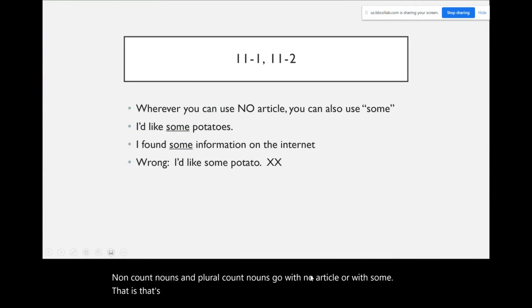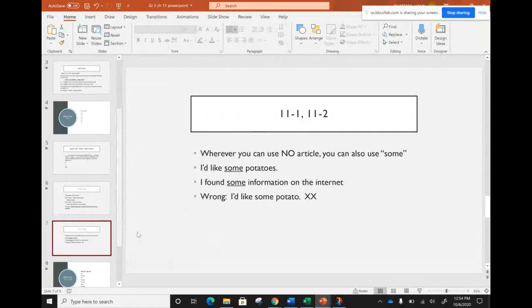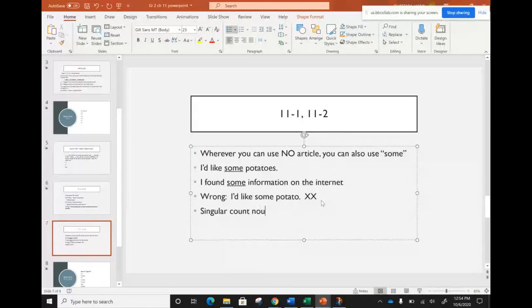That's the lesson for today, if y'all can remember that. Any questions? No. So singular count nouns with a or an, plural count nouns, and non-count nouns with no article or some. No article or some. That's the basic lesson for today.